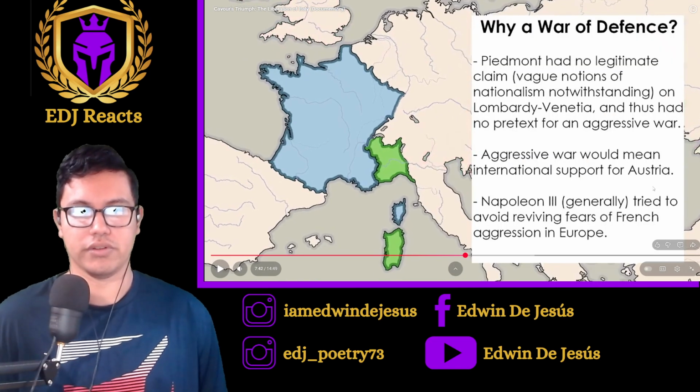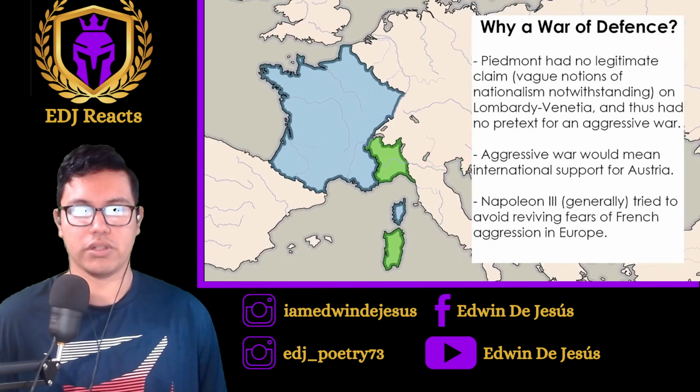Okay, let me read this. Piedmont had no legitimate claim, vague notions of nationalism notwithstanding, on Lombardy-Venetia, and thus had no pretext for an aggressive war. Aggressive war would mean international support for Austria, of course. Napoleon III generally tried to avoid reviving fears of French aggression in Europe.